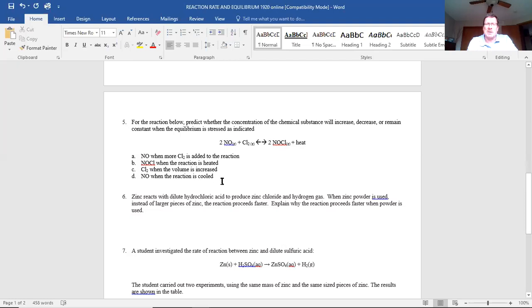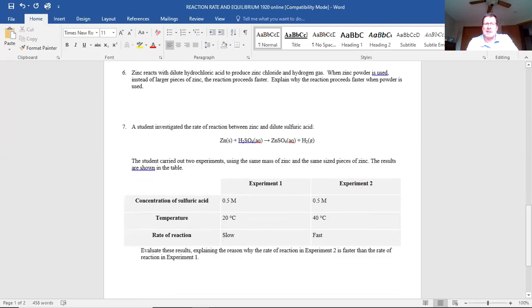And D, the nitrogen monoxide, when I cool it off, if I put this in an ice bath and cool it off, that means the heat's being removed. It's going away, so the equilibrium is going to shift to the right, which means that the nitrogen monoxide is going to decrease. So A was decreased, B was decreased, C was increased, and D was decreased. Okay? And then the last couple reaction rate ones.